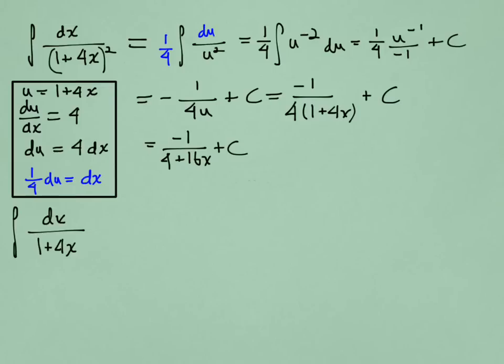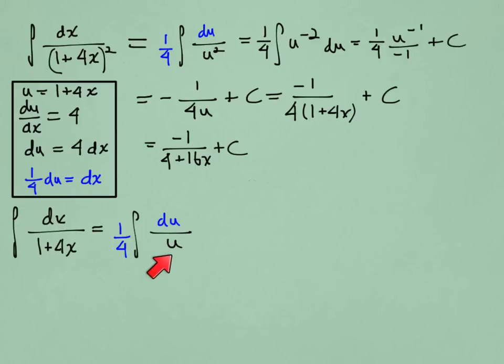Let's look at a similar example. Notice it's exactly the same, except I'm not squaring the denominator now. In fact, I'm going to take u to be the same thing again. The entire calculation is the same. And I'm going to do the substitution. It's now just 1 over u. And the dx comes at the cost of 1/4 du as before.